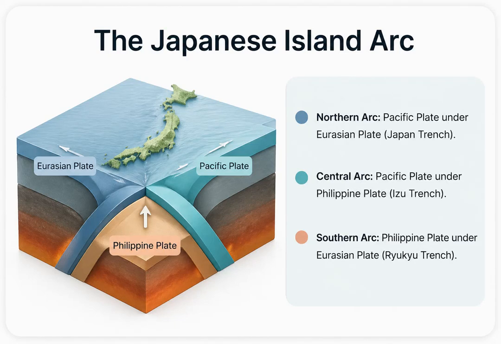Japan is a fascinating case study because its volcanoes are part of three distinct volcanic arcs, meeting at a triple junction on the island of Honshu. In the north, the Pacific Plate subducts under the Eurasian Plate, forming the Japan Trench. In the center, the Pacific Plate subducts under the Philippine Plate. And in the south, the Philippine Plate subducts under the Eurasian Plate. The immense force from these plates actually tilted the Japanese arc eastward, opening up the Sea of Japan.